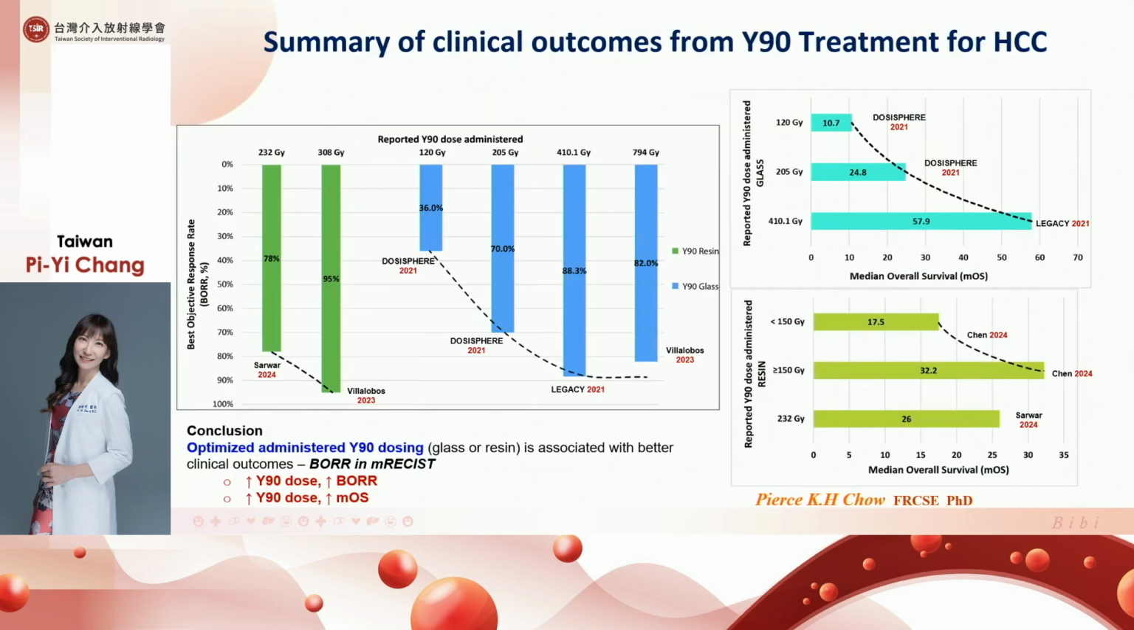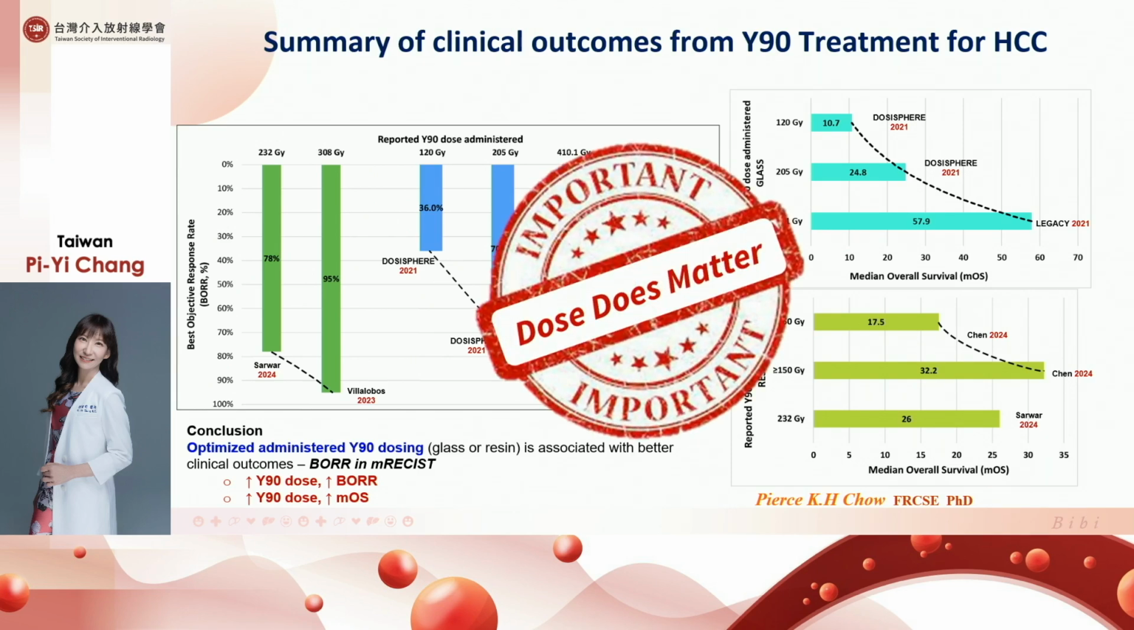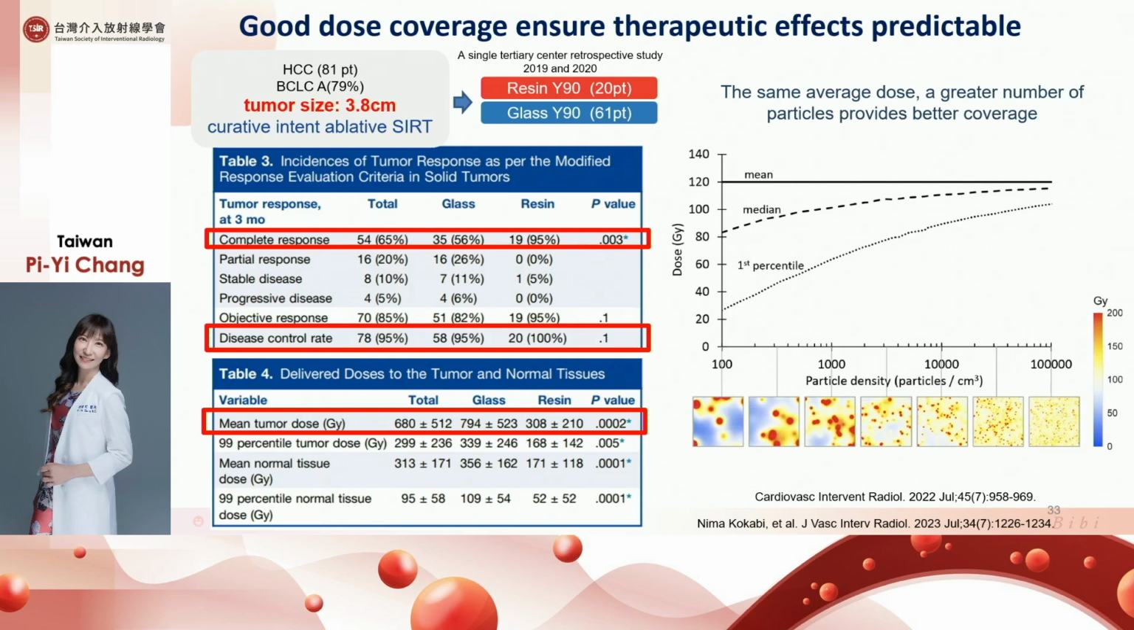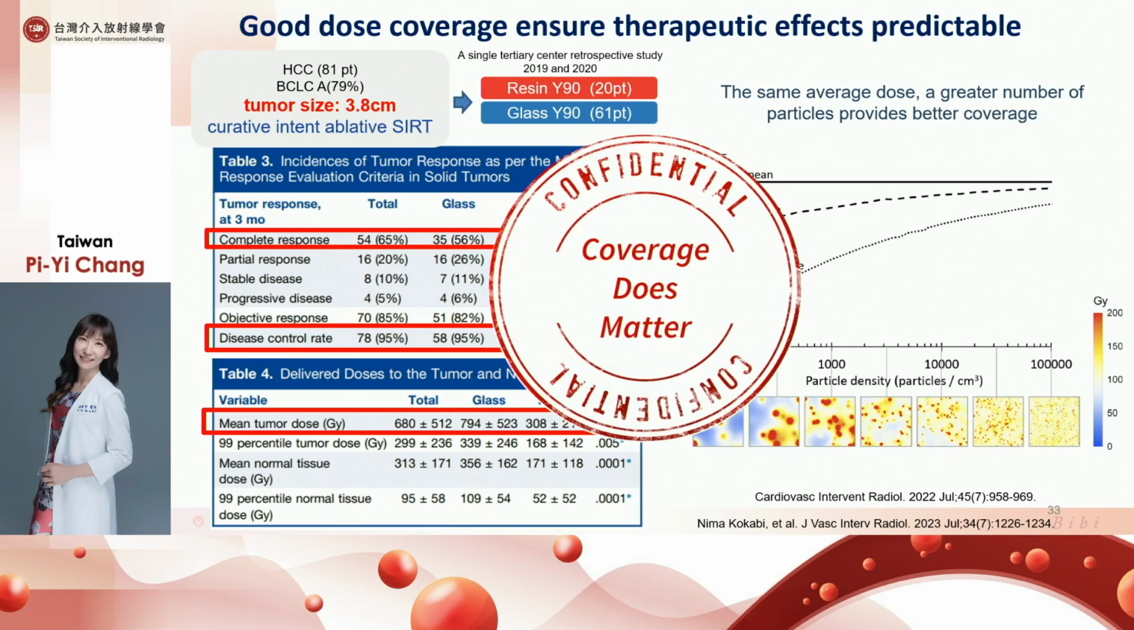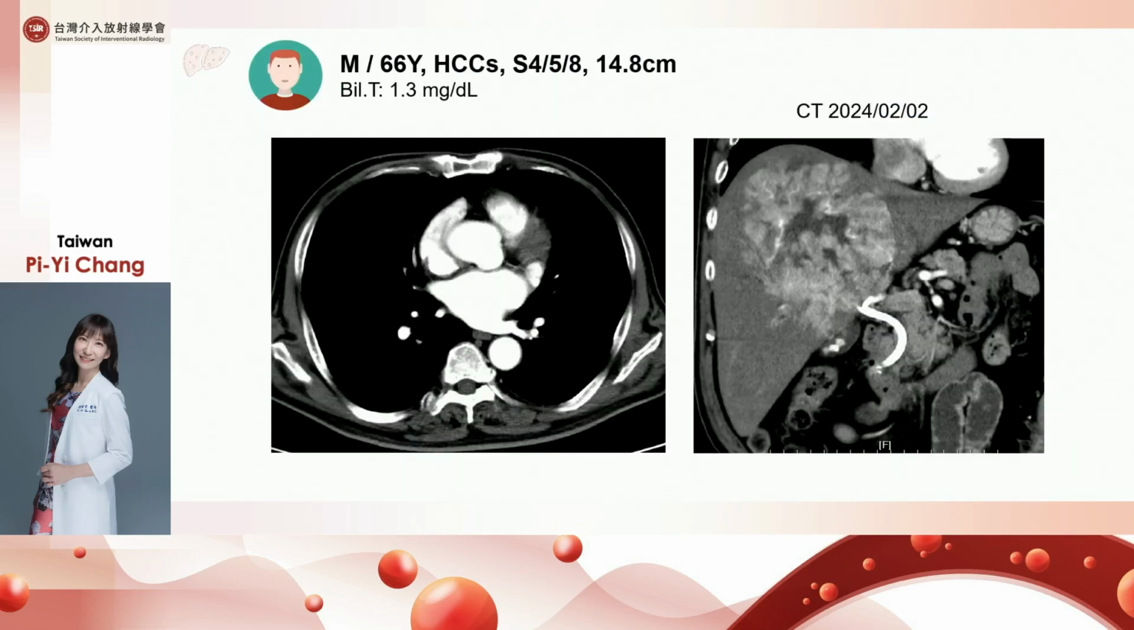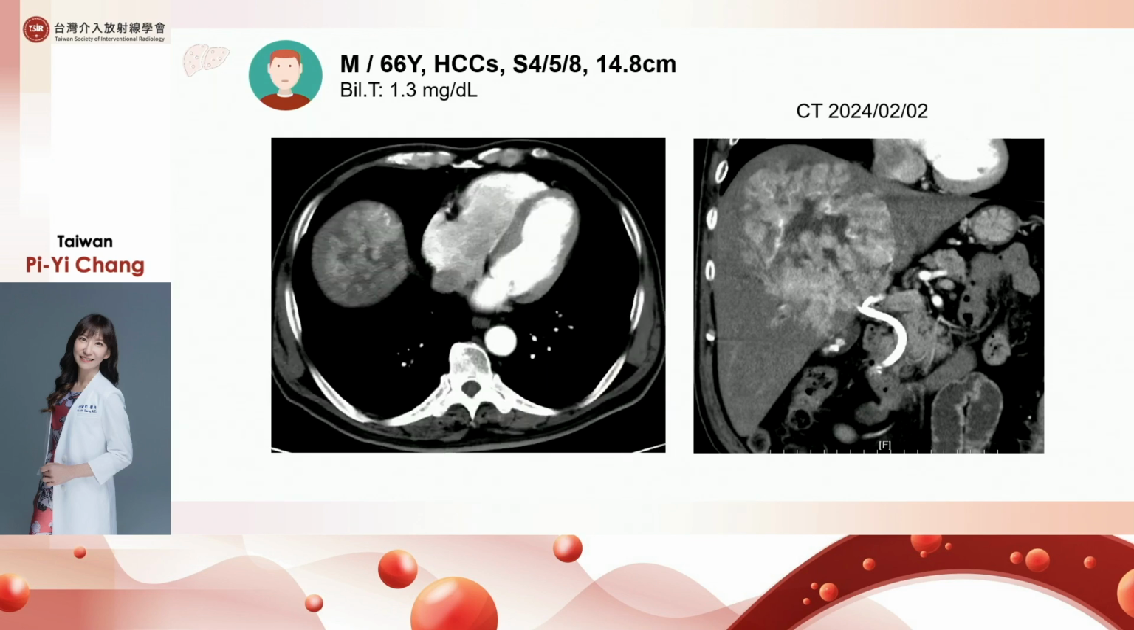Then let's move on to the summary of clinical outcomes from Yttrium-90 treatments of HCC. Actually, we can see that the higher the dose of Yttrium-90, the better the outcome we can get. So dose does matter. And also for resin, we know that good coverage ensures the therapeutic effects are predictable. So coverage does matter.